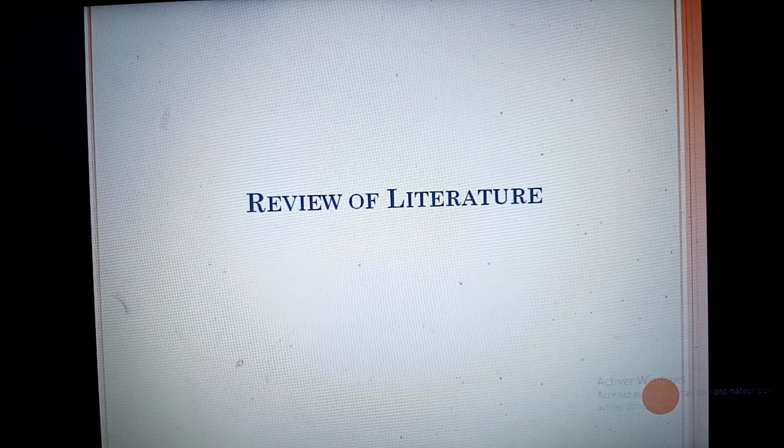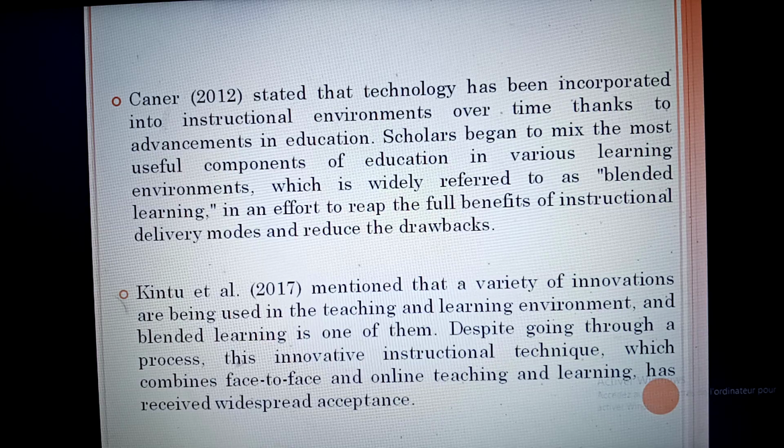So, review of literature, of course, the topic of adoption of blended learning has been a topic of interest in the research field for many years. So many scholars have different opinions about the adoption of blended learning as an emerging mode of learning. So Kane 2012 stated that technology has been incorporated into instructional environments over time thanks to advancement in education. And also, Kinto et al. 2017 mentioned that a variety of innovations are being used in the teaching and learning environment, and blended learning is one of them, despite going through a process.